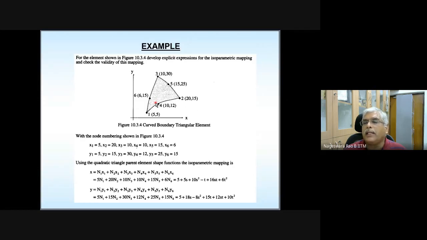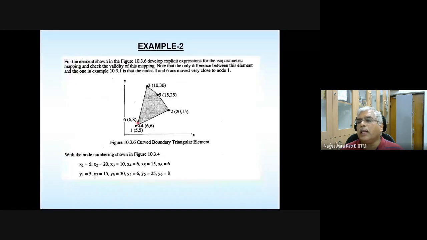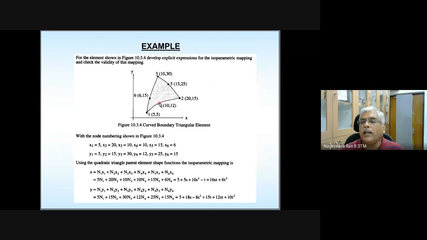And to see whether whatever we studied is correct or not, intentionally, these two nodes are moved closer to node 1. That is also illustrated here. Intentionally, nodes 4 and 6 are moved closer to node 1, violating the condition. What is the condition? The middle node for each of the sides, 4, 5, 6, should not be too close to node 1 or node 2 or the other node, here node 3. So it should not be too close to the end nodes.